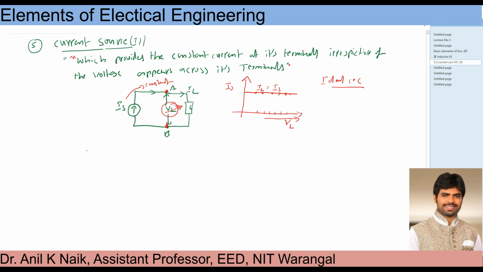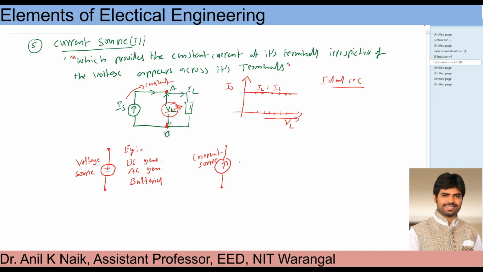Now we'll see the examples for the voltage source and current source. This is the voltage source, and this is my current source. What are the examples for these two? Examples for the voltage source: DC generators, AC generators, batteries.